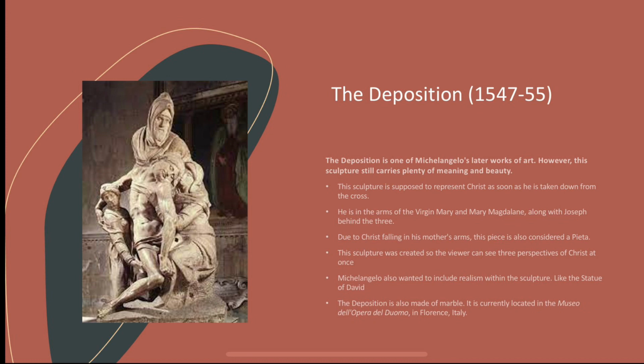This sculpture was created specifically so the viewer can see three perspectives of Christ at once. We have Mary Magdalene, the Virgin Mary, and Joseph in the back. Michelangelo also wanted to include realism within the sculpture, which was also executed perfectly. And today, the Deposition is located in the Museo dell'Opera del Duomo in Florence, Italy.